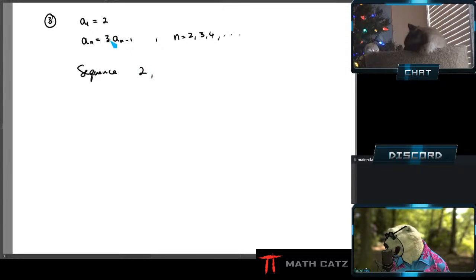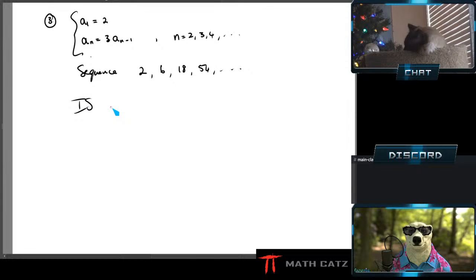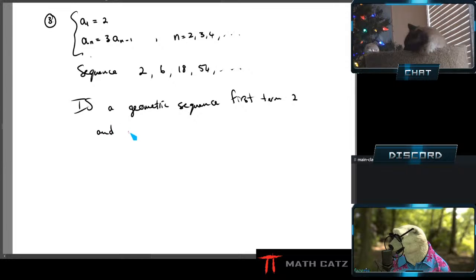This says start with a_1 equal to 2 and multiply the previous one by 3 to get the next one. Next one. What's 18 times 3? So clearly, by the instruction of the recursive formula, it is a geometric sequence. There's not much to hide here. It is a geometric sequence, I say, with first term 2 and ratio 3.